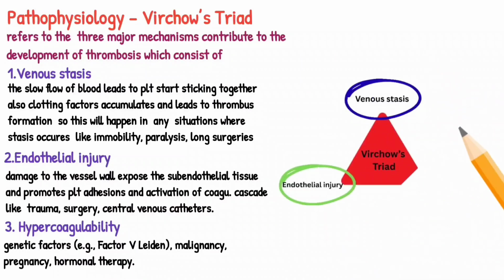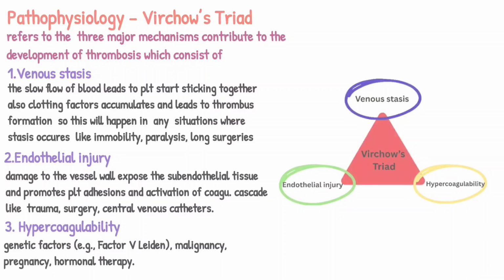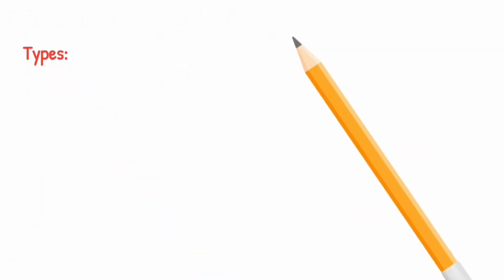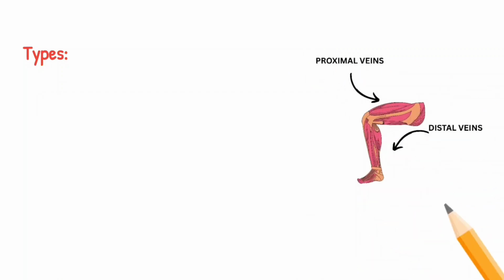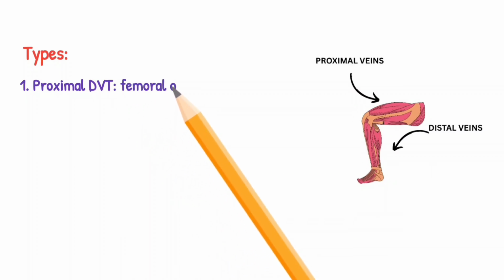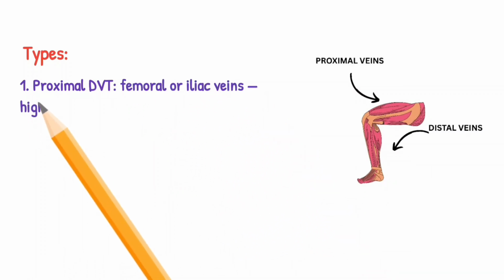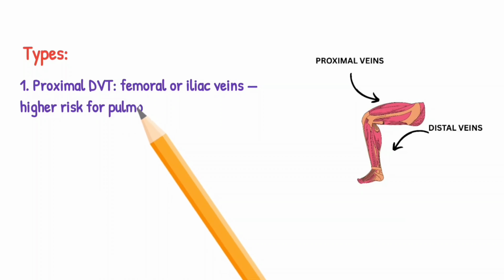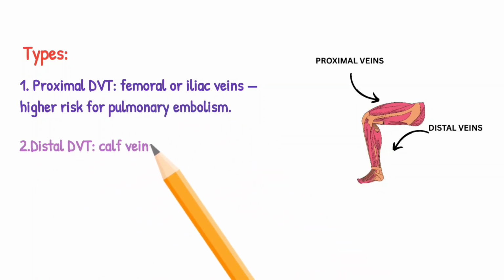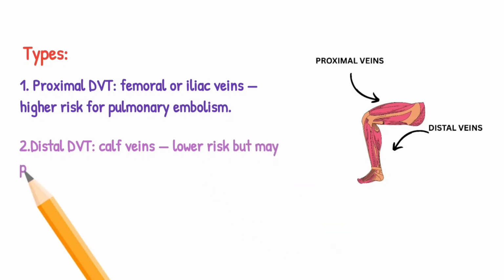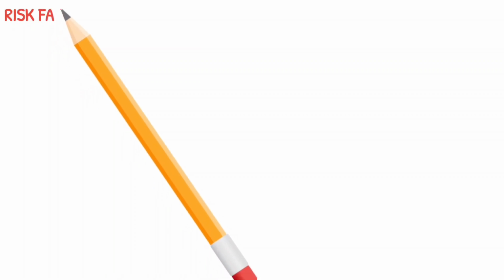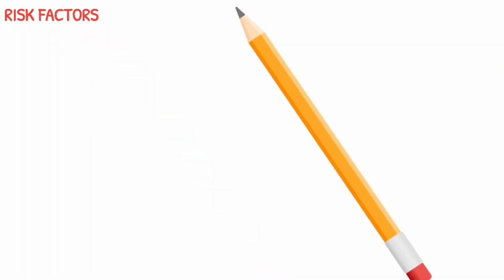Now we will talk about the types of DVT, which depends on where the thrombus is exactly. It can be proximal when the clot involves the femoral or iliac veins, and this carries a higher risk for pulmonary embolism. Or it can be a distal DVT when the clot involves the calf veins, but unfortunately it can also propagate to proximal DVT.